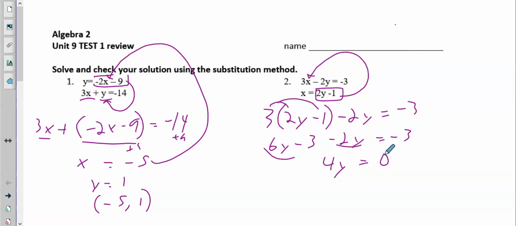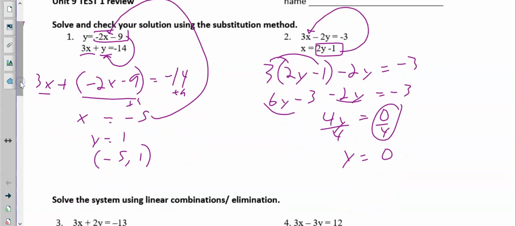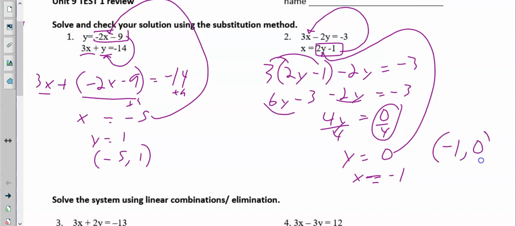Now some people see the 0 and go, oh, no solution. Nope. You can still divide by 4, and if you type this in the calculator, you will get the answer 0. That is a logical and real answer. When I plug that back in to either one, I'm going to plug it back in here, just easier. 2 times 0 minus 1 is negative 1. So my point is negative 1, 0.